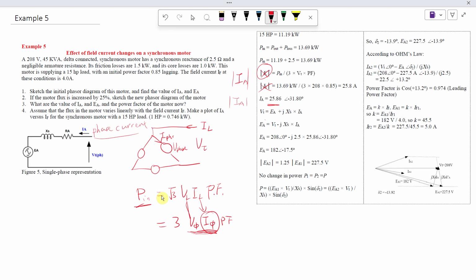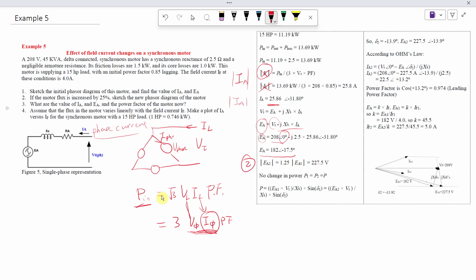EA is equal to the higher voltage minus the voltage drop. Then you calculate this EA, so this is always 0 degree, and then you got EA. Okay, and the second question starts from here.